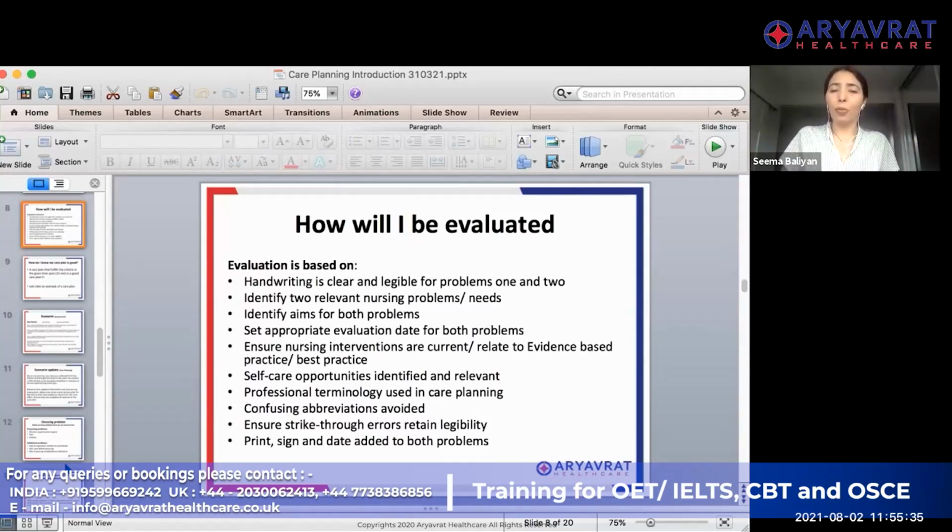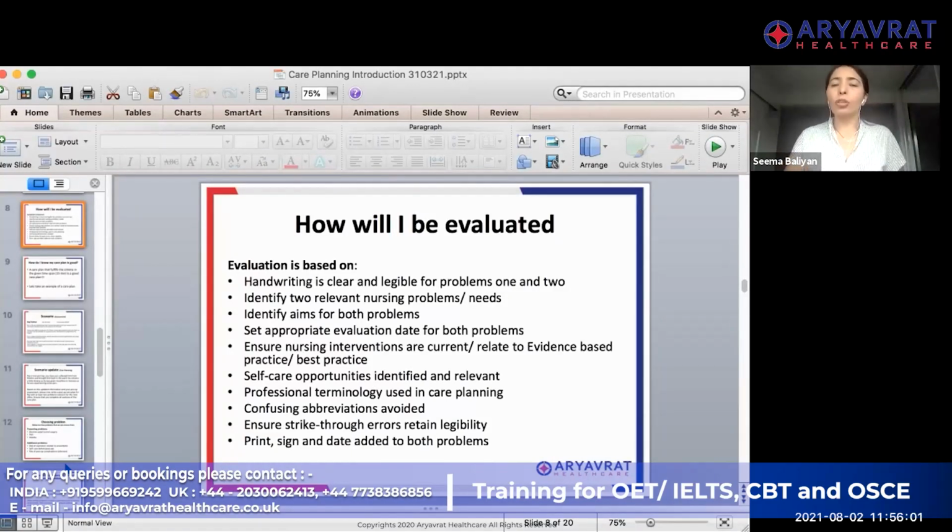You will have to set an appropriate time for the evaluation date, and ensure the nursing interventions are current and related to evidence-based or best practices. Self-care opportunities are identified and relevant, and you use professional terminology and avoid all abbreviations. So don't write anything in abbreviated form.